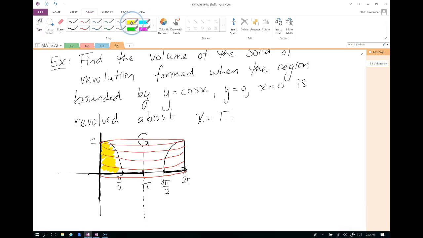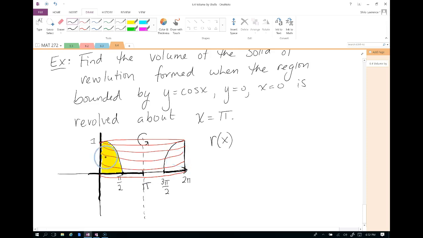So remember, the original region was here. This was our original region, and that is important because to figure out our radius function, we're going to compare the original region to the axis of revolution. So for r of x, you're going to do whichever one is on the right. Do not worry about the reflection being on the right. We don't care about that at all.